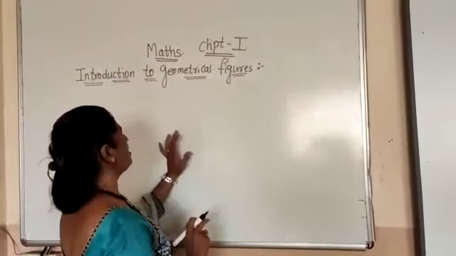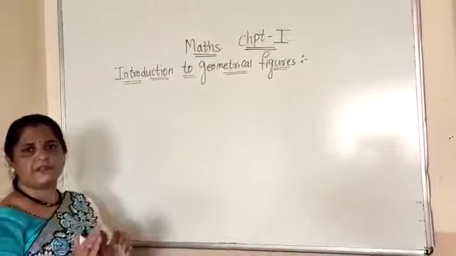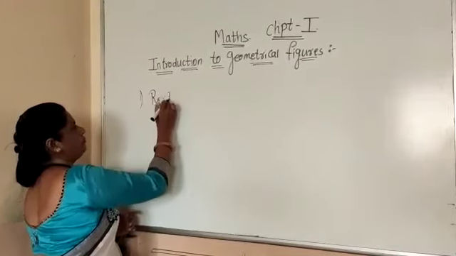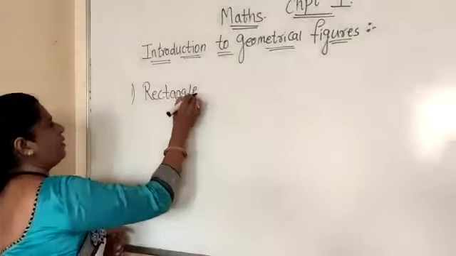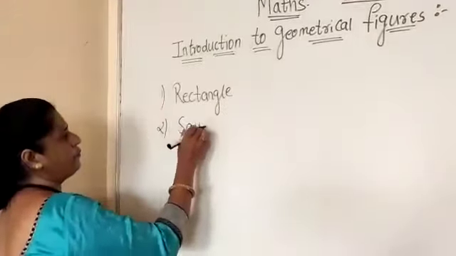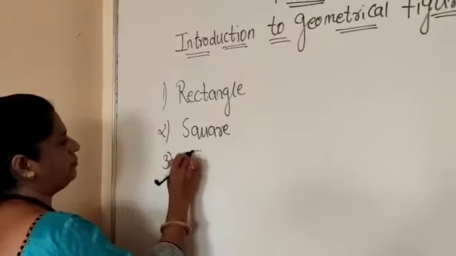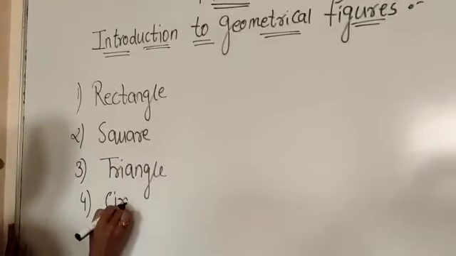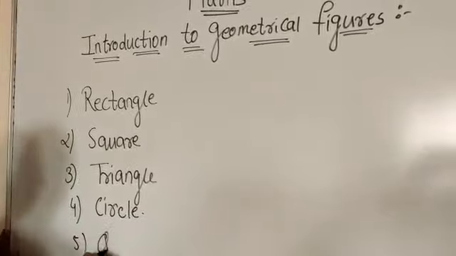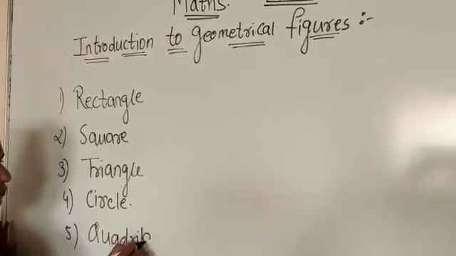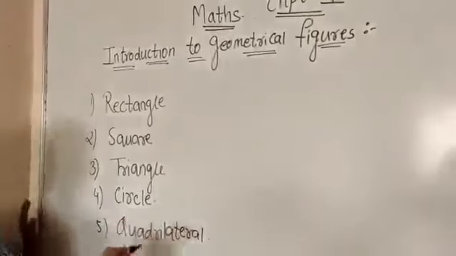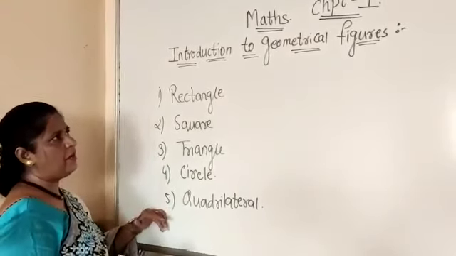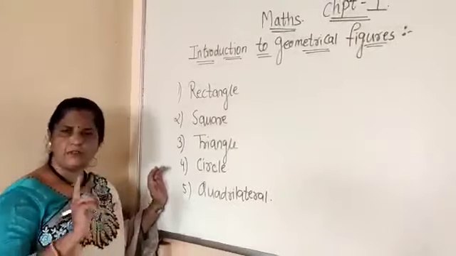What is geometrical figures? Geometrical figures means shapes of different objects. Now see, rectangle, square, triangle, circle, and quadrilateral. See students, rectangle, square, triangle, circle, quadrilateral. These all are geometrical figures.